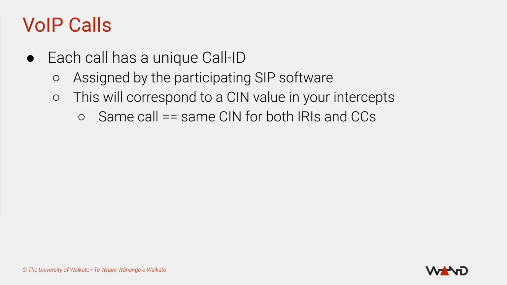OpenLI and other ETSI-compliant interception systems will leverage that information to ensure that each intercepted packet belonging to the same call ID will also be assigned the same communication identity number, or SIN, in the resulting intercept records. Note that the IRIs and CCs for the same call must both share the same SIN, so that they can be associated together by the receiving agency.